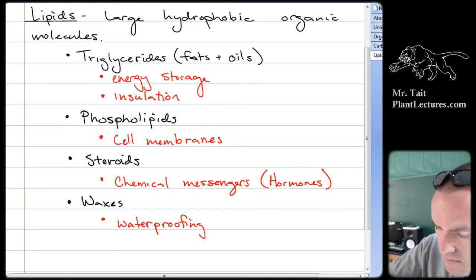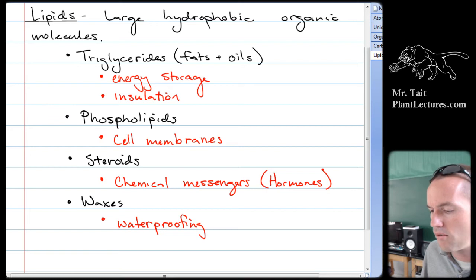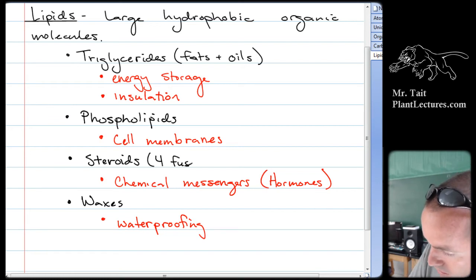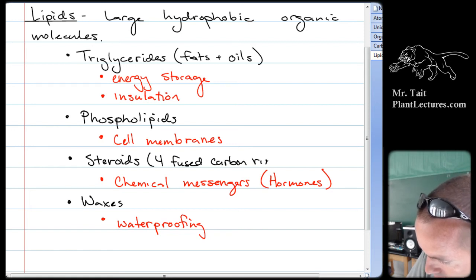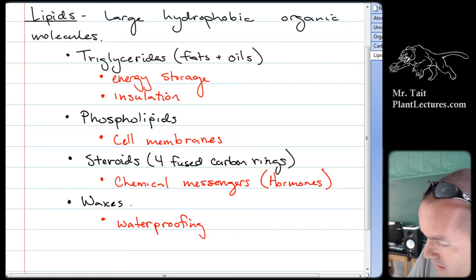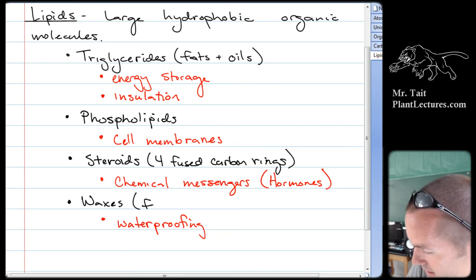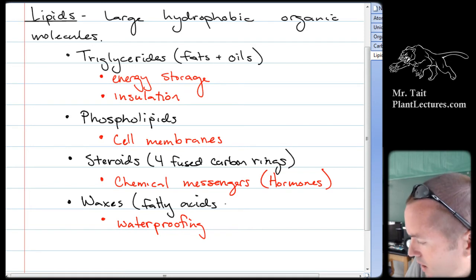And because we're not going to go back and talk about them more, next to steroids here we can say 4 fused carbon rings. And then next to waxes, we can say a long chain fatty acid, plus a long chain alcohol.